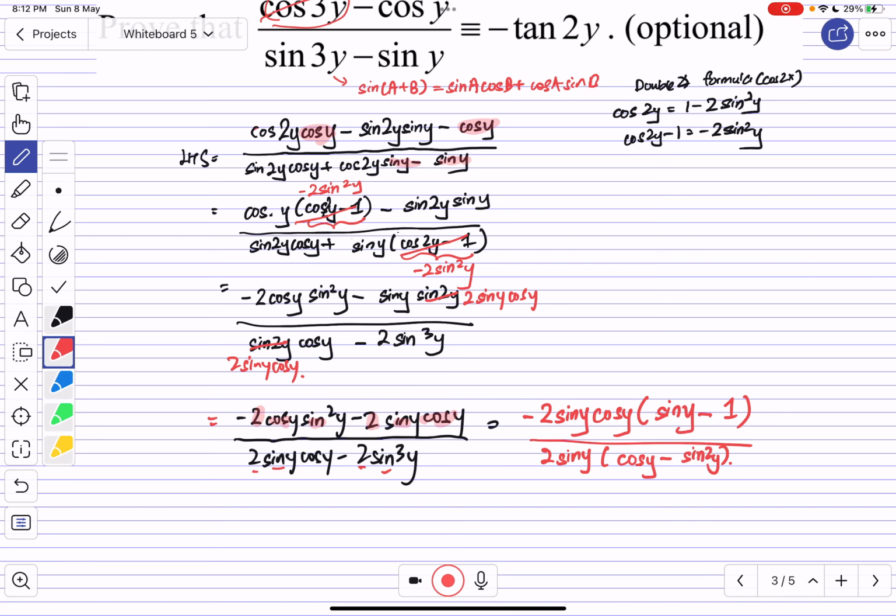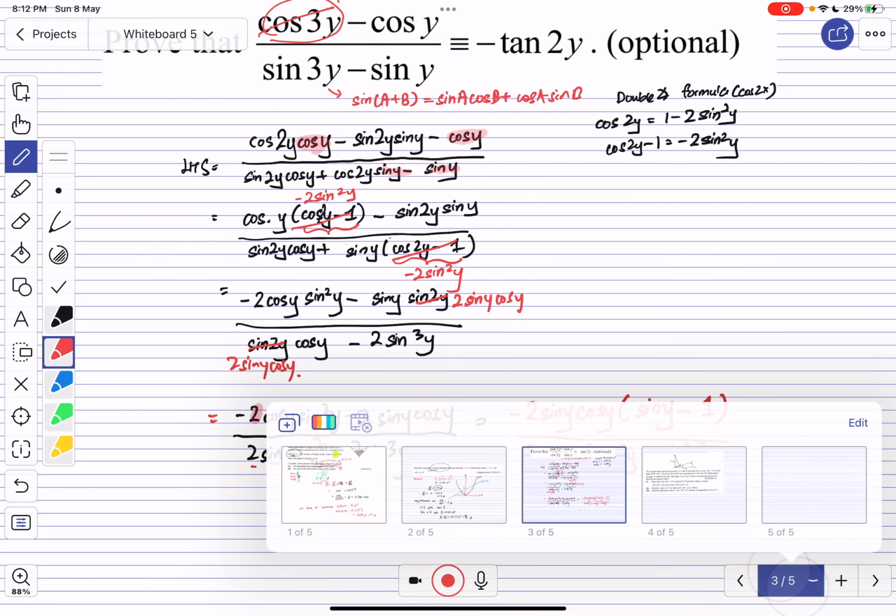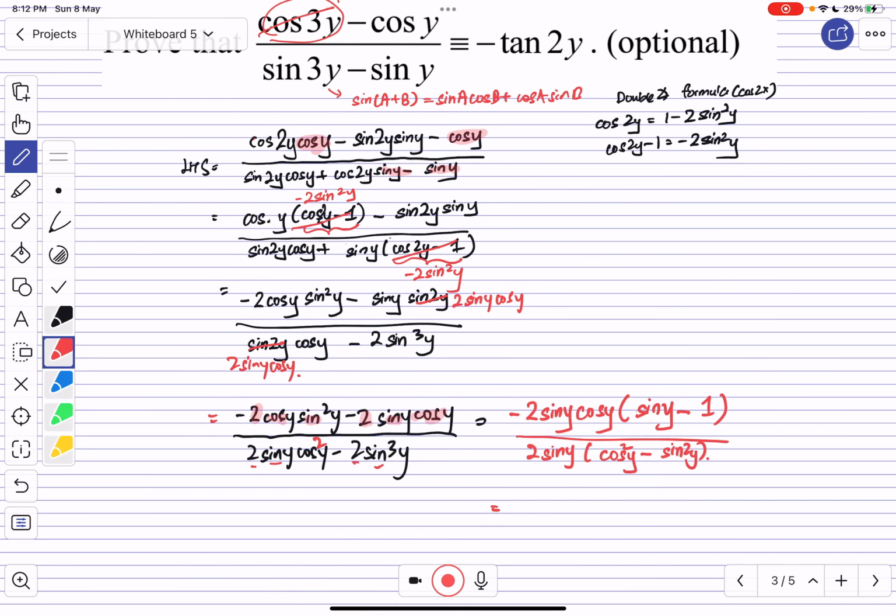Do I get something like that? Oh, sorry, this is cosine square. So this is cosine square minus sine square. Sorry, I missed out a square here. Let me just put sine square y minus 1.